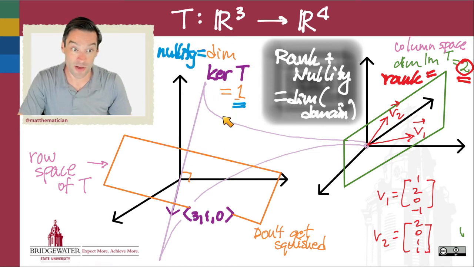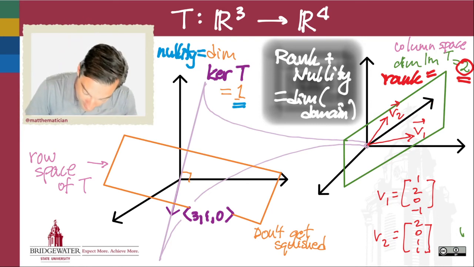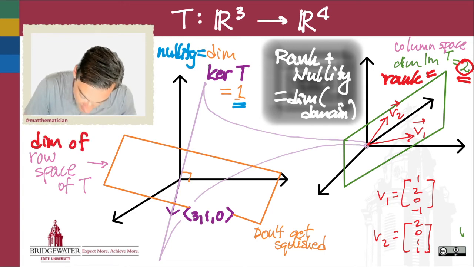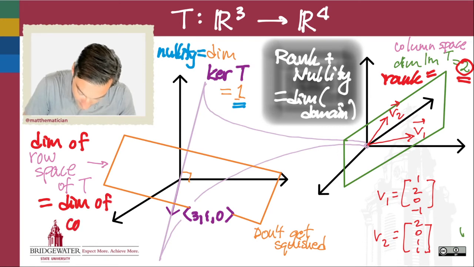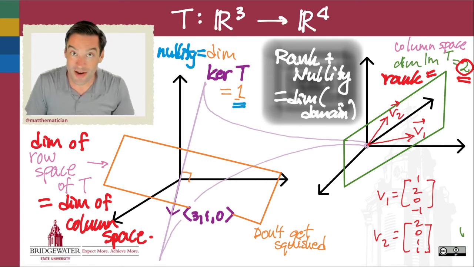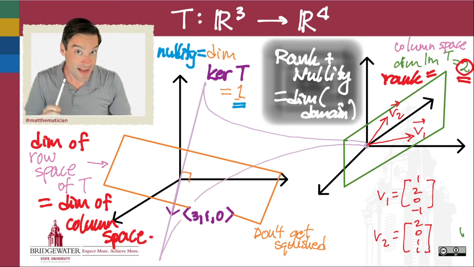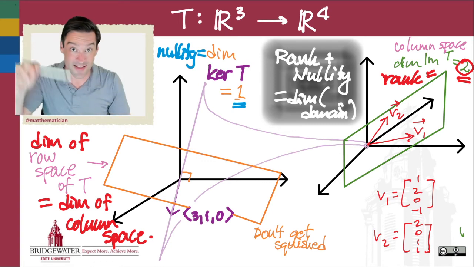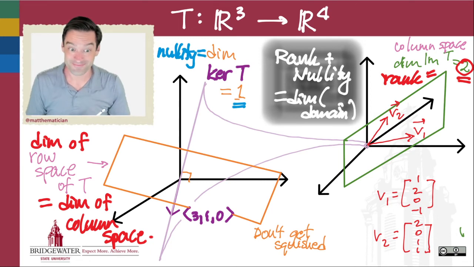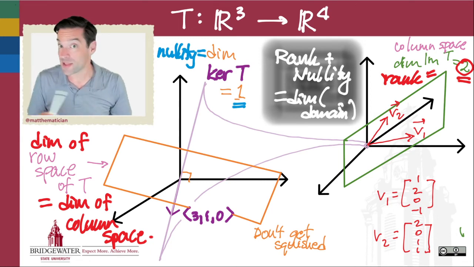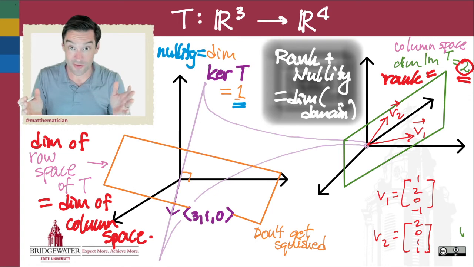of the kernel, which is 1, with the dimension of the row space, which has the same dimension as the column space. And so another thing that we get out of this for free is that the dimension of the row space is the same thing as the dimension of the column space. And that's not an obvious fact, that every matrix has exactly as many linearly independent columns as it has linearly independent rows.